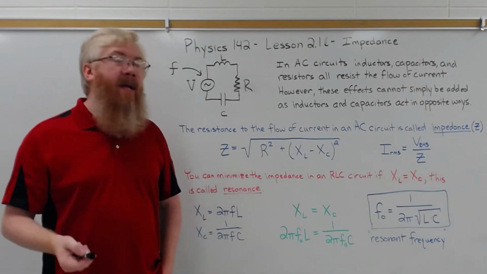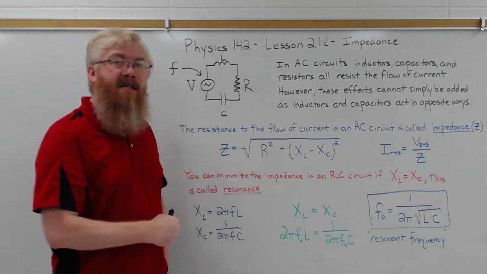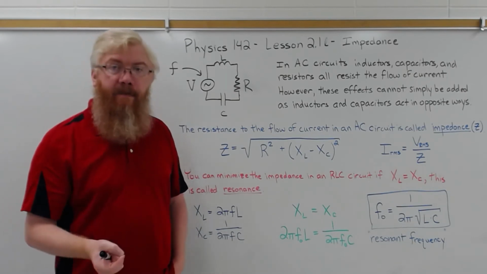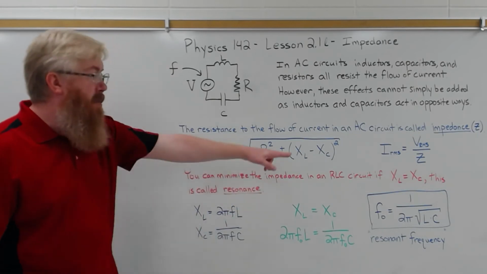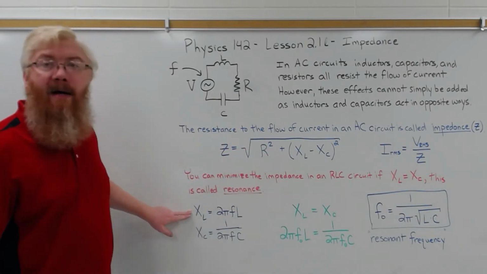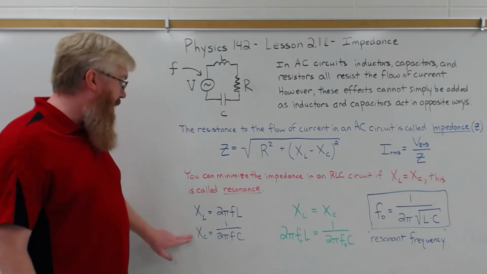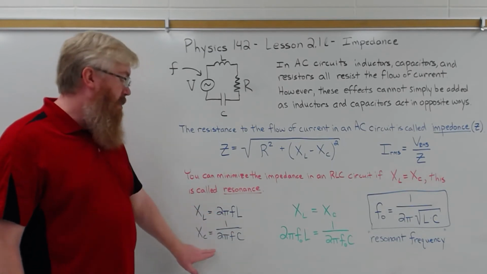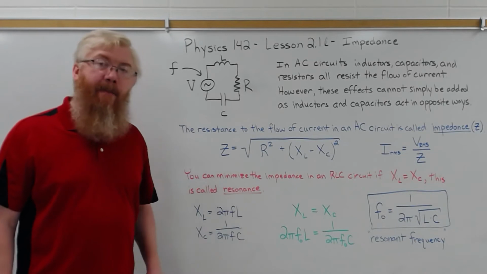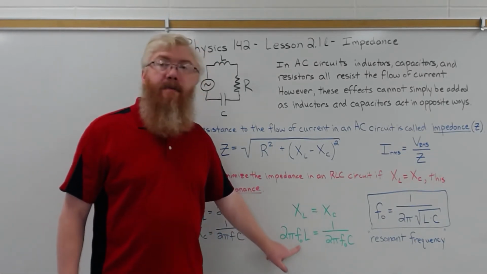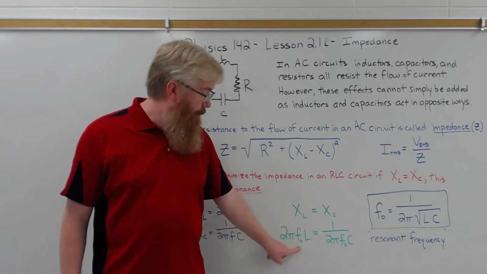So we can calculate at what frequency we need to oscillate in order to make the current going through the circuit a maximum. So we set those equal to each other. Remember that X sub L is 2 pi times the frequency times the inductance. X sub C is 1 over 2 pi times the frequency times the capacitance. So we set them equal to each other. F naught here becomes the resonant frequency.